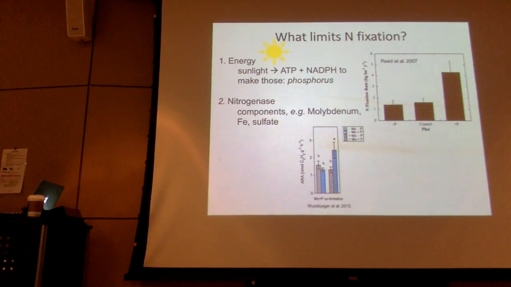So we're limited by energy, we're limited by nitrogenase. Energy limitations are availability of sunlight and phosphorus. Nitrogenase limitation, availability of molybdenum. Questions?